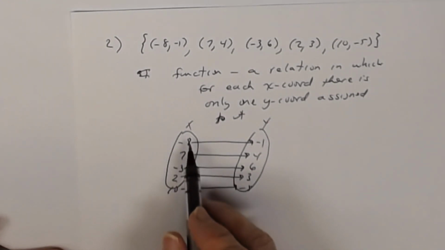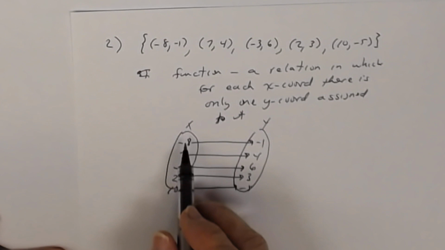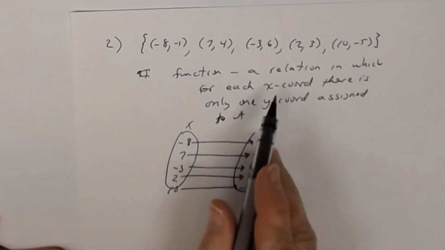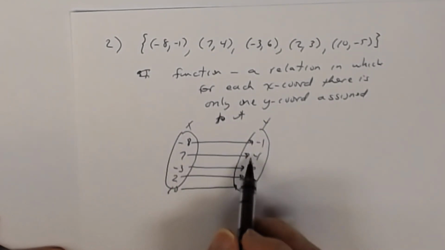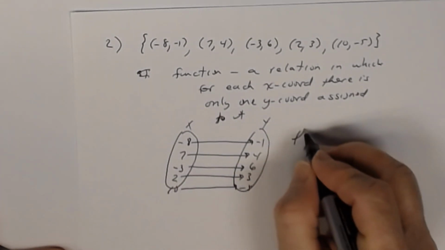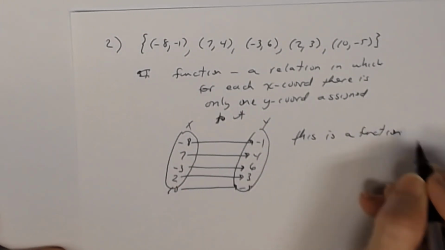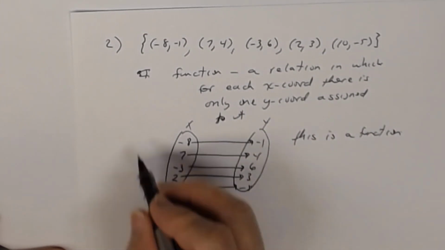And so notice for each of those x coordinates, there's only one y coordinate assigned to it. Definition of function. When x is -8, I only see a -1. When x is 7, I only see a 4. When x is -3, I only see a 6, and so on. So this is a function. All right, now, so that was part A.